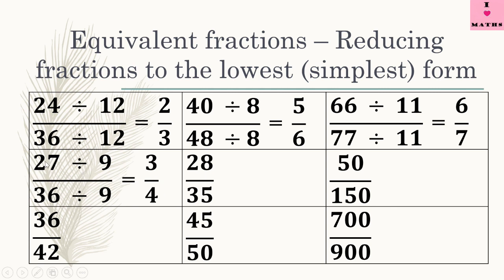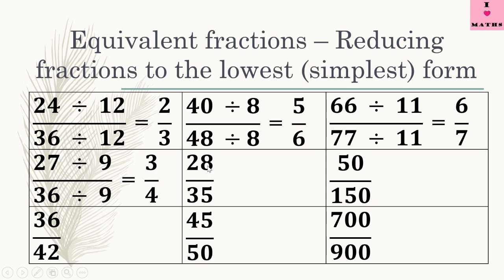See children, you could have divided 27 and 36 by 3 also. 3 9s are 27, 3 12s are 36. You could have done that way. But in that case, you would have to do it in 2 steps. Now, by dividing the numerator and denominator by 9, we have been able to do it in 1 step. So, try and think of the biggest possible number in whose table both numerator and denominator will come.